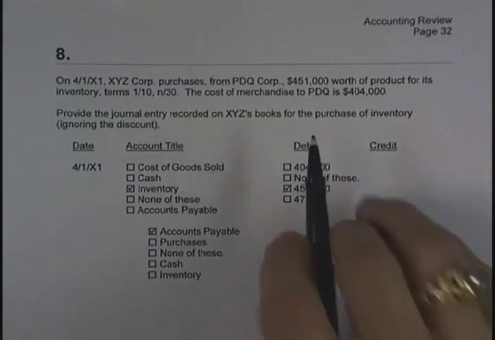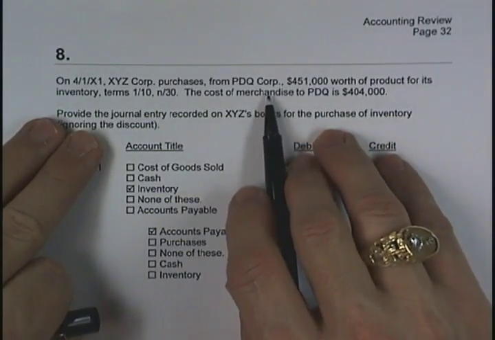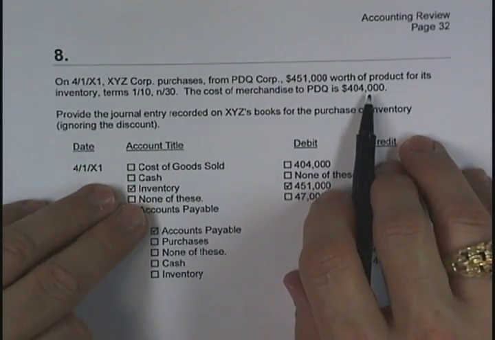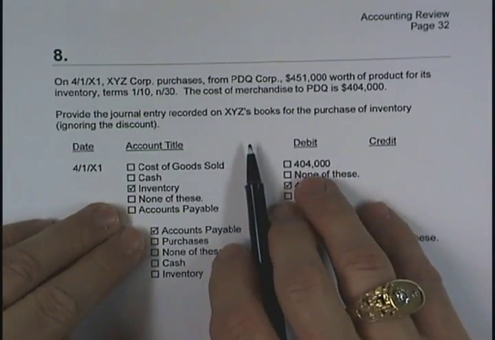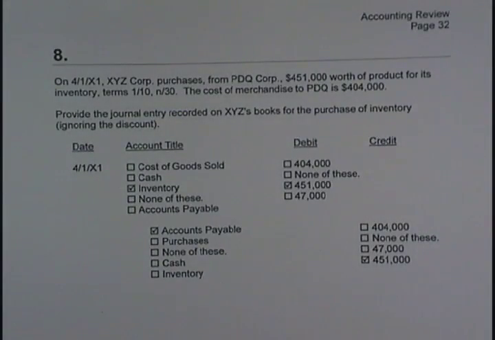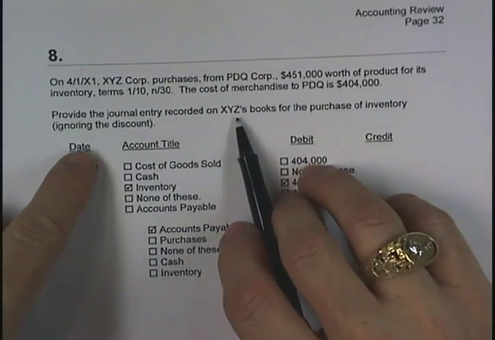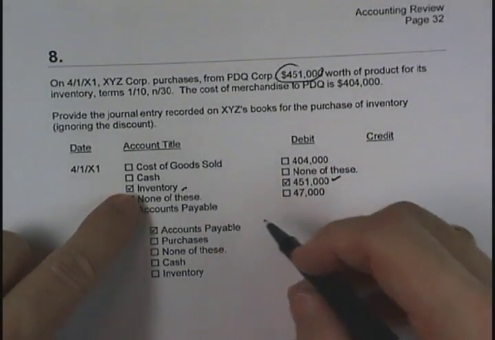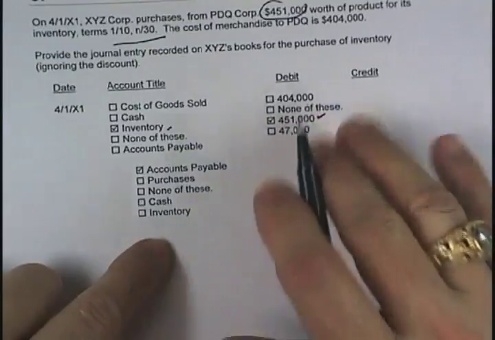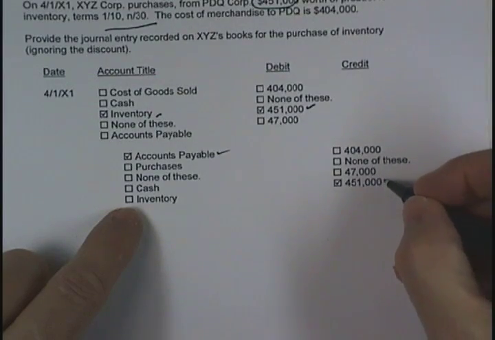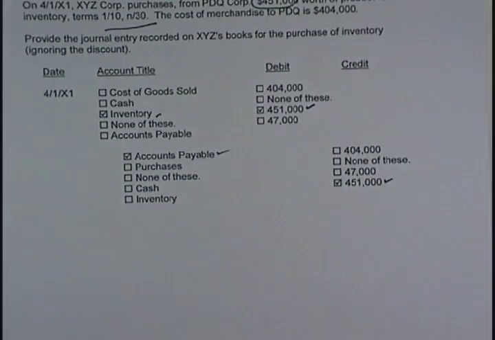In problem 8, the firm purchases $451,000 worth of its product for inventory on terms of 1/10 net 30, and their cost is $404,000. So we're supposed to record the purchase of the inventory. So XYZ is purchasing this inventory for $451,000. That goes into its inventory account, and it is given terms. So when it makes the purchase, it's on credit. So we'll increase an accounts payable for XYZ. It owes this $451,000 to PDQ, the firm from which it purchased the inventory.